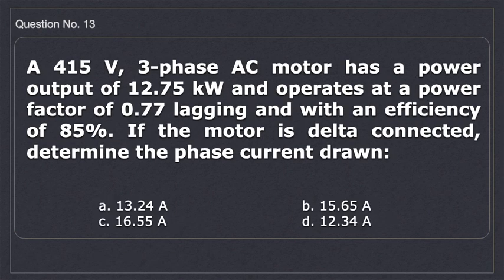Question number 13. A 415 volts, three-phase AC motor has a power output of 12.75 kilowatts and operates at a power factor of 0.77 lagging and with an efficiency of 85%. If the motor is delta connected, determine the phase current drawn. A. 13.24 amperes, B. 15.65 amperes, C. 16.55 amperes, D. 12.34 amperes. Answer: B. 15.65 amperes.